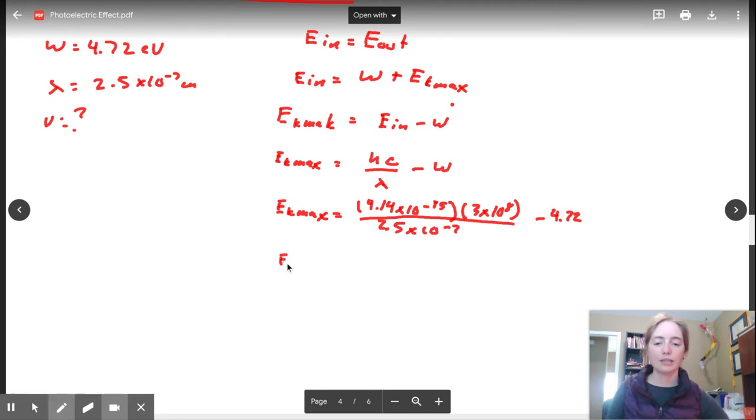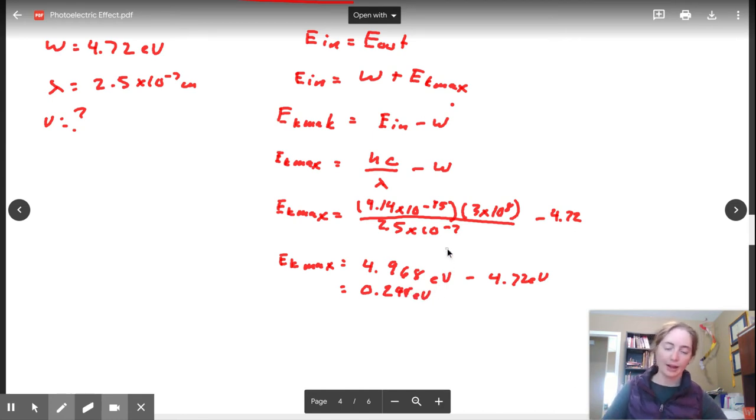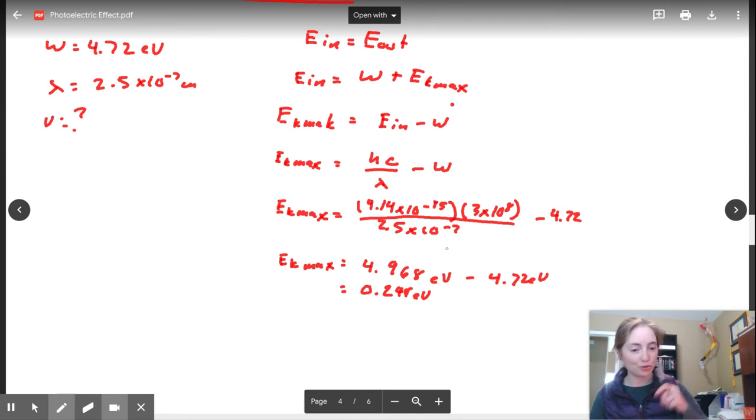And I'm going to wind up with an EK max of 4.968 electron volts minus the 4.72 electron volts, which is going to give me 0.248 electron volts. Now, ladies and gentlemen, as I mentioned earlier, 1/2 mv squared must be in joules.